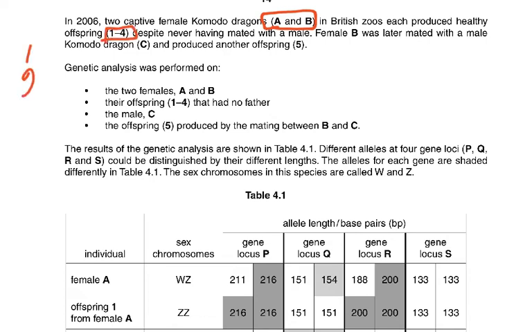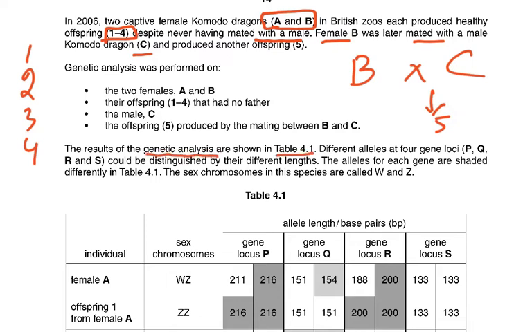So four offspring, 1, 2, 3, 4, were produced by two captive females A and B, despite never having mated with a male. Female B was later mated with a male C, and they had an offspring called 5. Now do all this work on the paper and explain it to yourself. The results of the genetic analysis are shown in table 4.1.